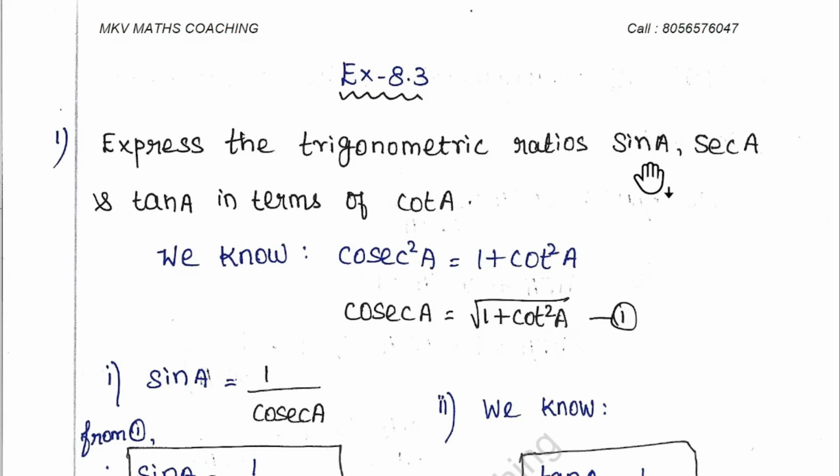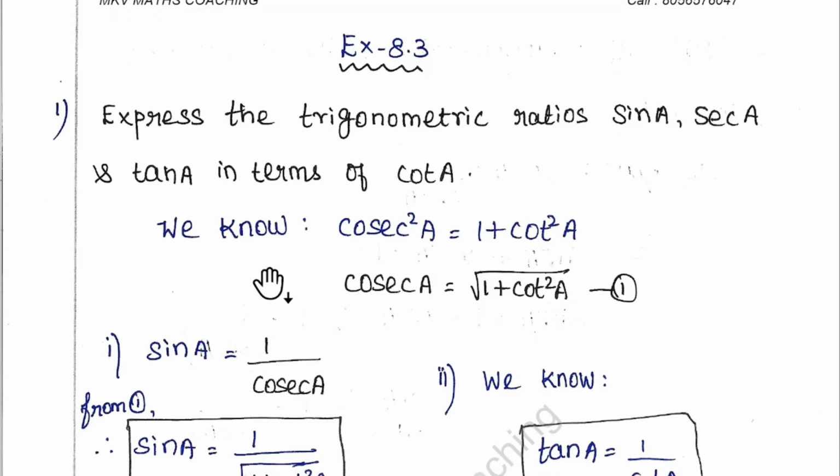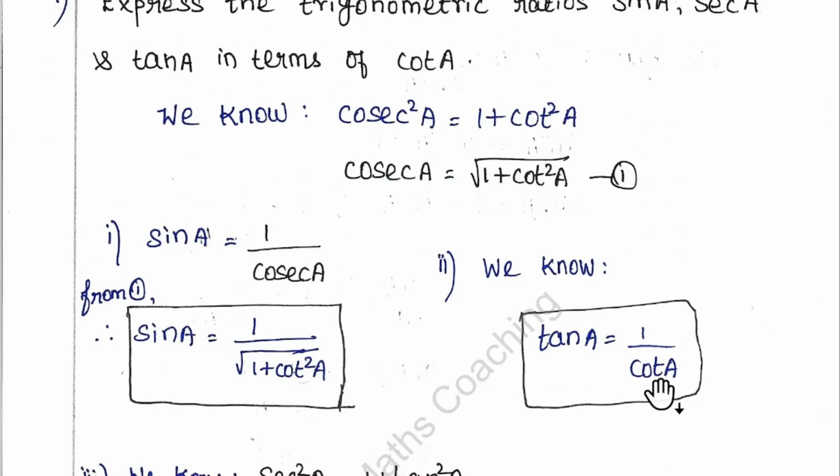Express the trigonometric ratios sin A, secant A and tan A in terms of cot A. So you have to write these three ratios in terms of cot A. You have to substitute in terms of cot A in the place of sine. Do you know what is the inverse ratio of cot? Tan, right? Tan is equal to 1 by cot. So they ask you to find tan also. You can directly write tan A is equal to 1 by cot A. The answer must be in the form of cot. That is the meaning of this question.